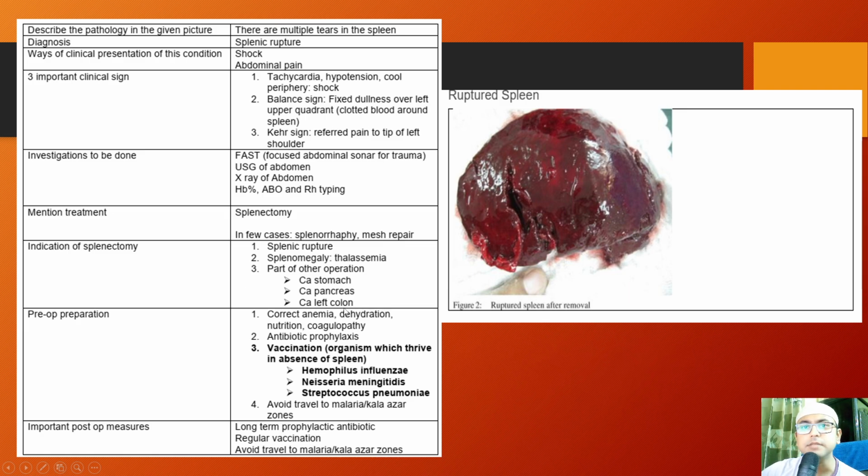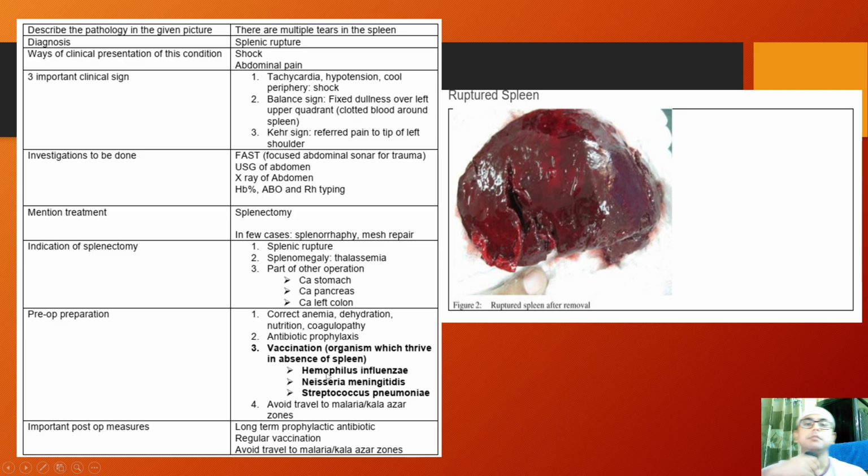Okay, so what will be the pre-operative preparations before splenectomy? You must keep 1 or 2 units of whole blood instantly available in the operative field, because any situation can happen. You can't see the viscera in the meantime, so there will be continuous bleeding. So 2 to 3 units of whole blood must be present, and correction of anemia, dehydration, and nutritional balance, and you must check for coagulopathy, and give antibiotic prophylaxis and vaccinations.